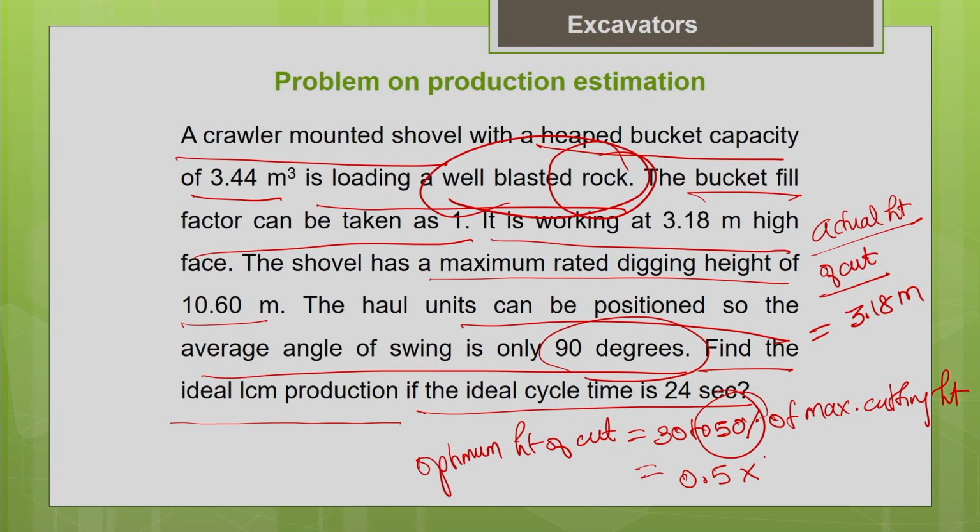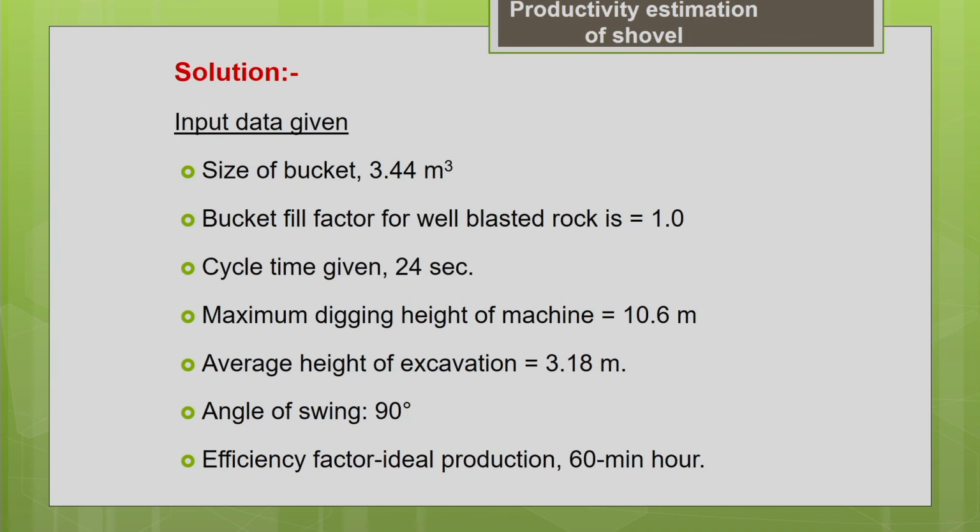Okay, 0.5 into what is the maximum rated digging height? It is given as 10.6 meter. So, we have to find what is 0.5 into 10.6. That will give you the optimum height of cut for this machine. Let us see how it is worked out.